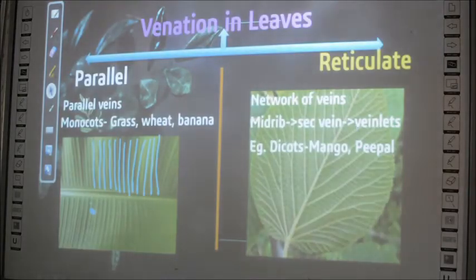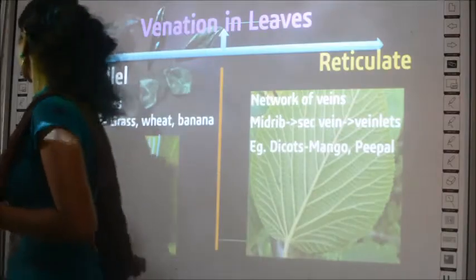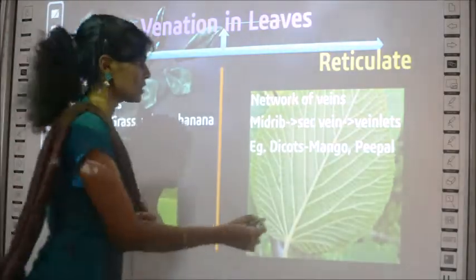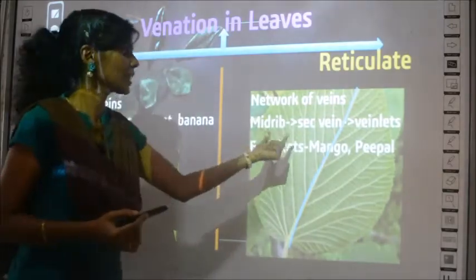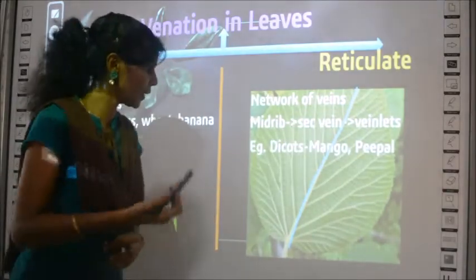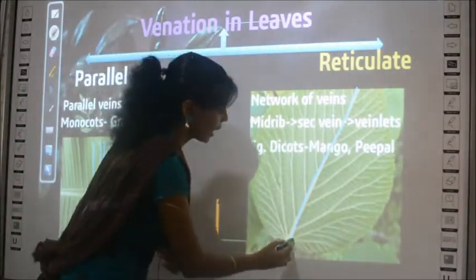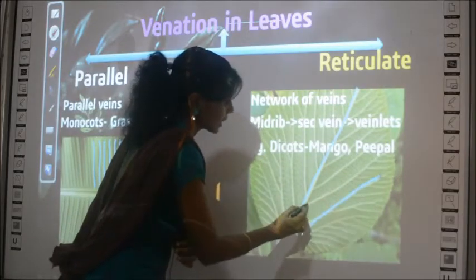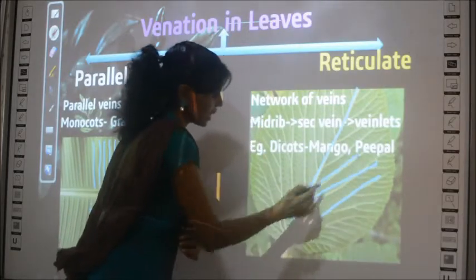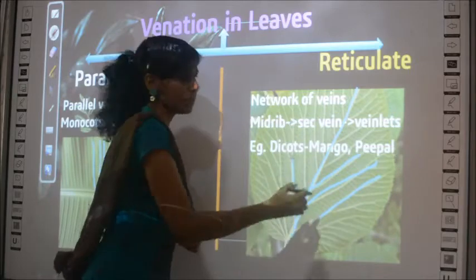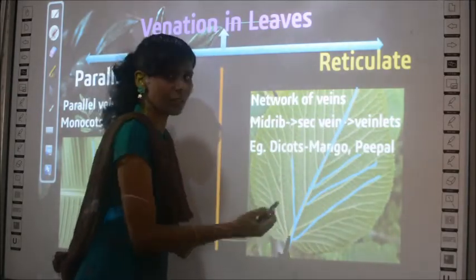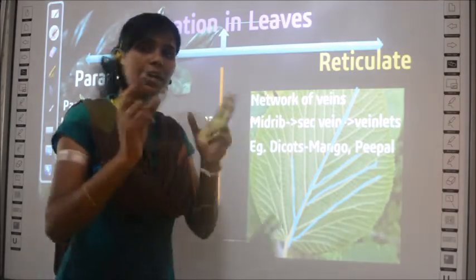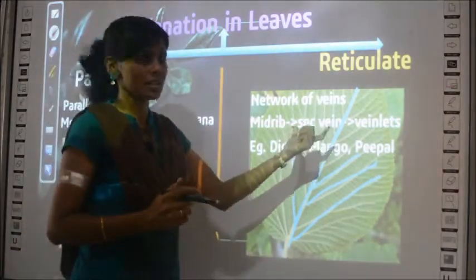In a reticulate venation, you have a midrib. Where is the midrib? This is the midrib. Okay. Then you have secondary veins. What are secondary veins? From the midrib, you have some veins, no? This is all secondary vein. The veins which arise from the midrib. Which is the midrib? This is the midrib, the center one, no? Those veins which arise from the midrib are called secondary veins.